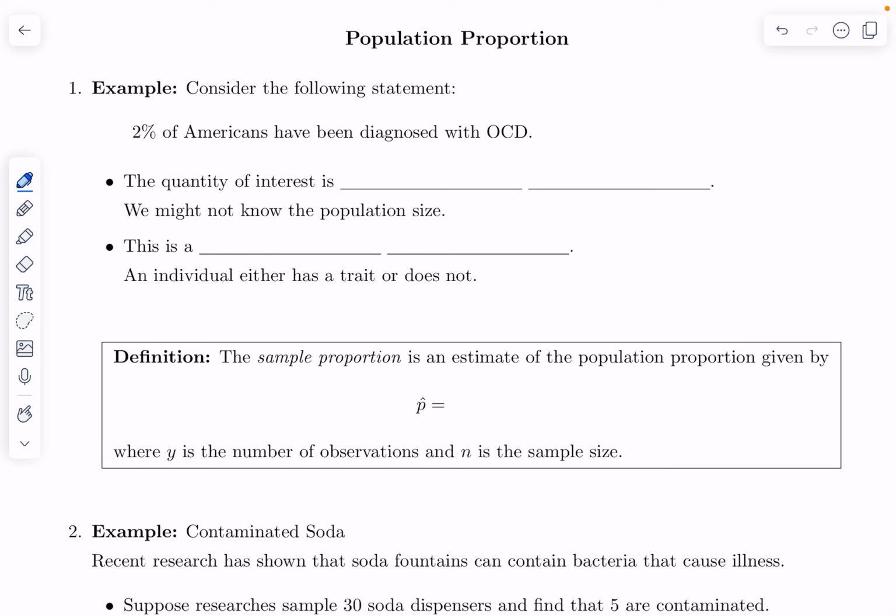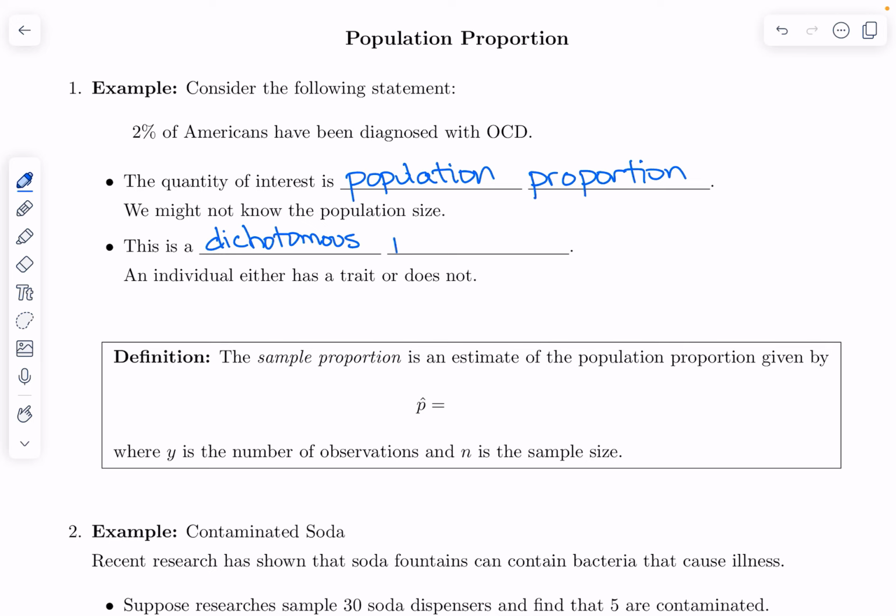Today we will talk about estimating population proportions using representative samples. I will begin with an example where I consider the following statement: 2% of Americans have been diagnosed with OCD. The quantity of interest here is a population proportion. We might not know the population size, but in this example, we do know that 2% of Americans have been diagnosed with OCD. And this is an example of what is called a dichotomous population.